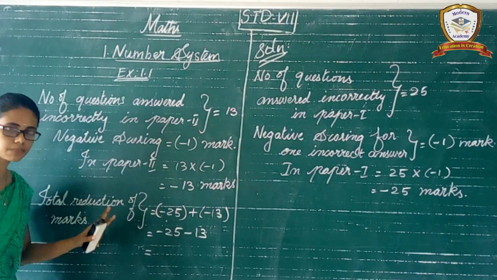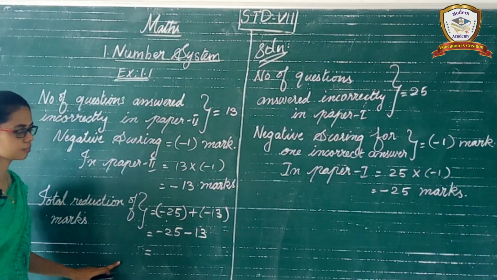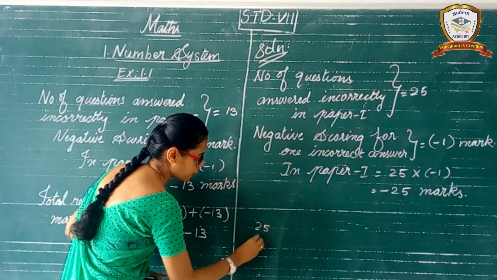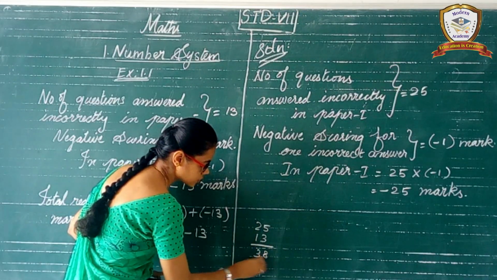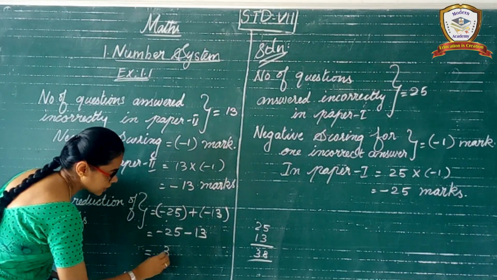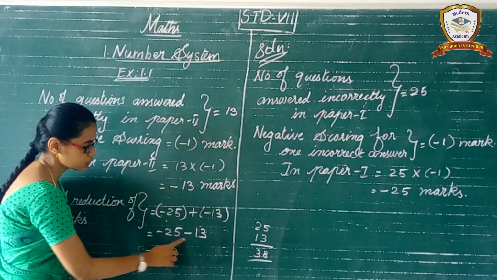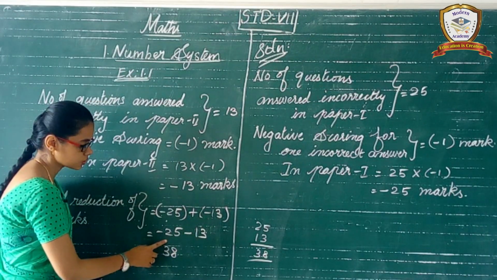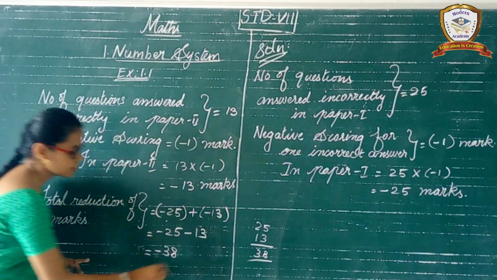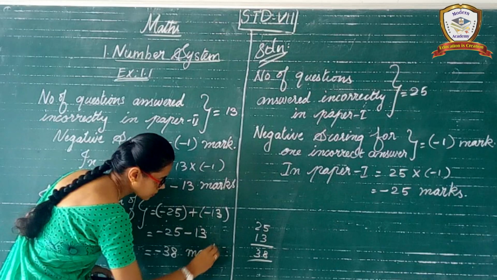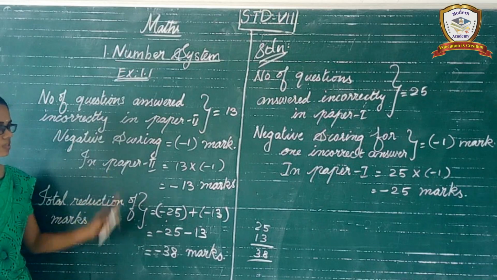And see the result here. Both are the same sign, so same sign means we need to add the numbers. These two numbers we want to add: 25 plus 30. 5 plus 3 is 8, 2 plus 1 is 3. So 38, and we want to mention the sign. The sign is very important. Which one is the biggest number? 25. So the sign of 25 is minus. So minus 38 marks. So total reduction of marks is minus 38. Okay, can you understand this?